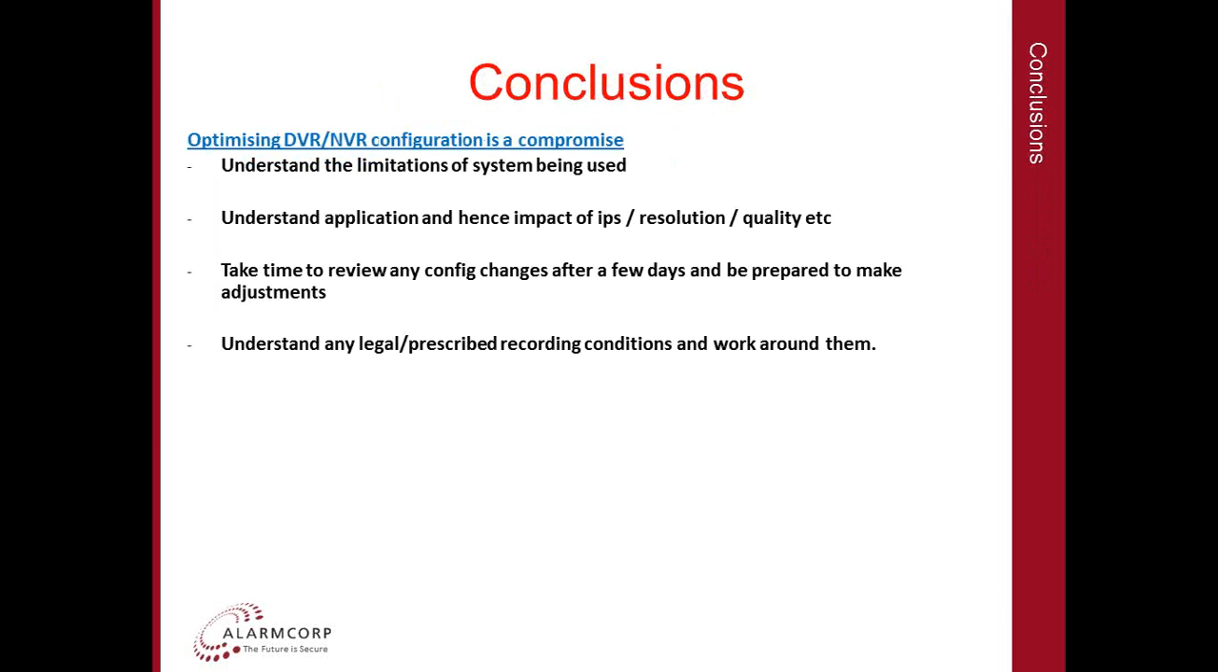Conclusions. Optimizing DVR NVR configuration is always a bit of a compromise. We need to understand the limitations of the system that's being used, particularly if it's an existing system on site. Likewise, understand the limitations of the system that's been chosen if it's a new installation. We need to understand the application and hence impact of frames per second, resolution and quality. And this will be different for different applications. Take time to review any config changes after a few days and be prepared to make adjustments. And finally, understand any legal or prescribed recording conditions and work around them.